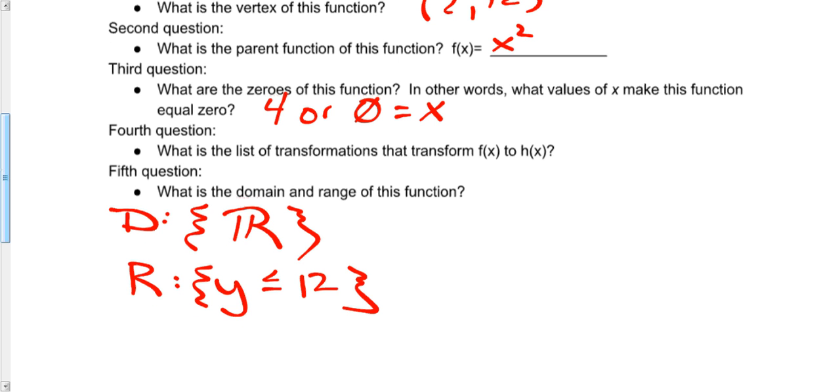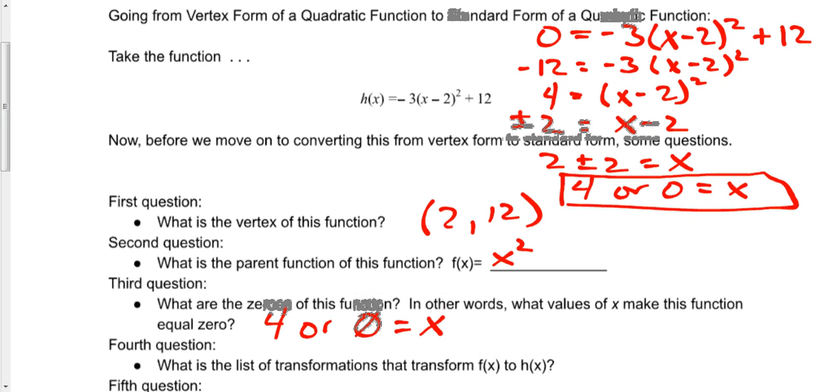So, here's what made it a frowner. If I take a smiler and reflect about the x-axis, it's a frowner, right?